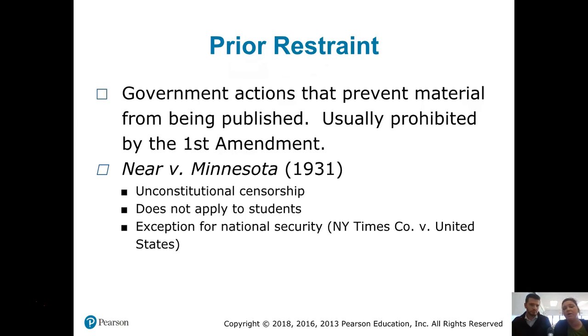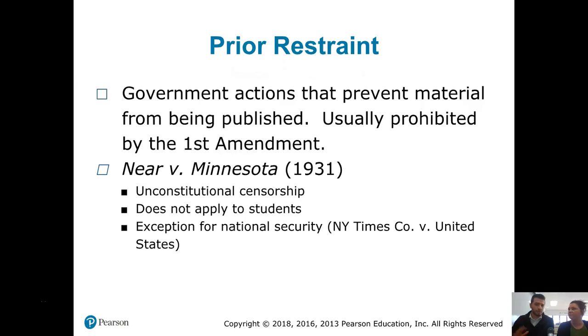We do also have to remember that prior restraint does not apply to students in a school setting. In a court case, Hazelwood versus Kuhlmeier, Hazelwood East High School in the 1980s, a principal censors the student-published newspaper because they were writing about topics that the principal felt were too mature for the audience to read. That goes all the way to the Supreme Court, and the Supreme Court says that in a school setting, administration, teachers, principals, whatever it is, they do have the right to restrain or censor what is being published in a school newspaper or school setting.